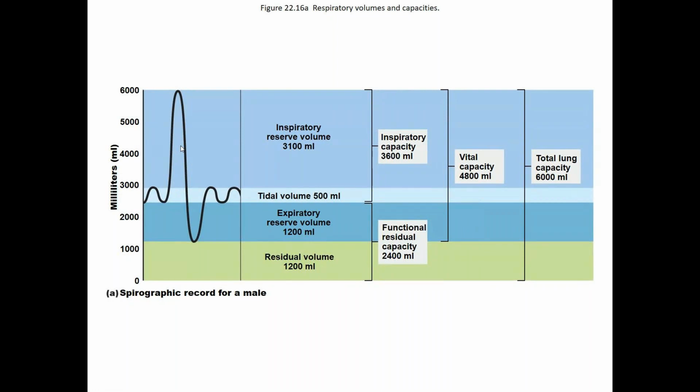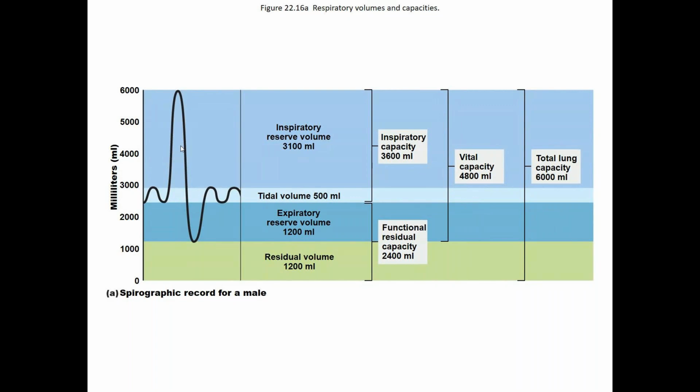Our capacities then are going to be combinations of 2 or more of these volumes. So the inspiratory capacity is the total amount of air you can breathe in at a deepest possible breath. So this is tidal volume plus the IRV. The functional residual capacity is the air that never leaves your lung during a normal breath. So at a tidal volume type breath, a certain amount of air never goes anywhere. So that's the ERV plus the residual volume.